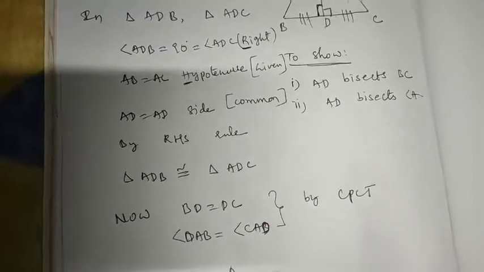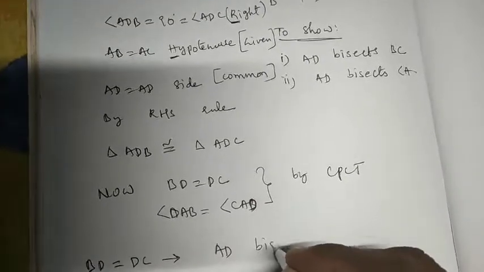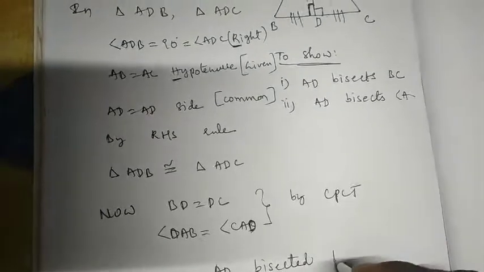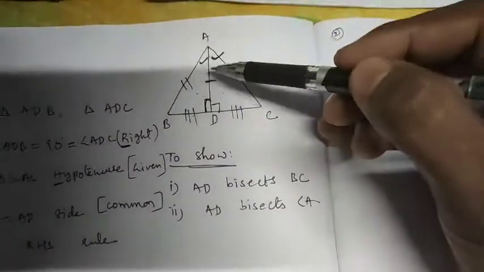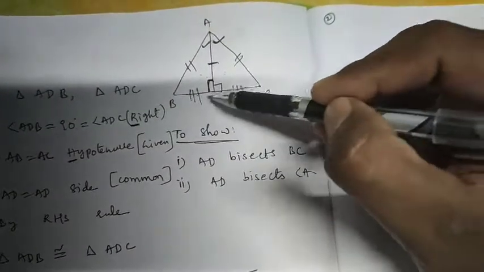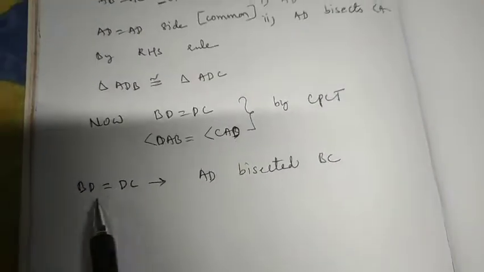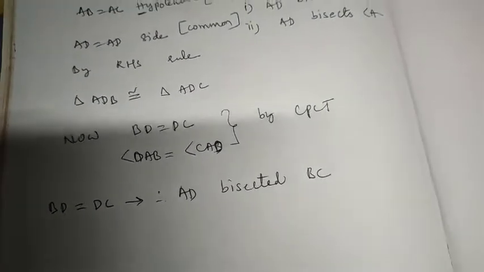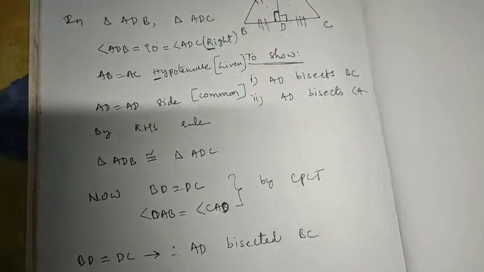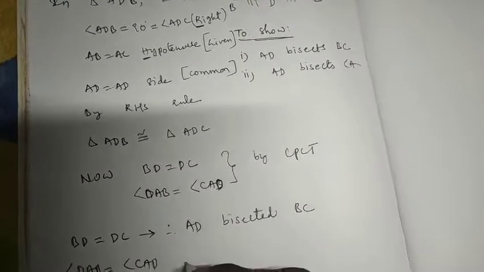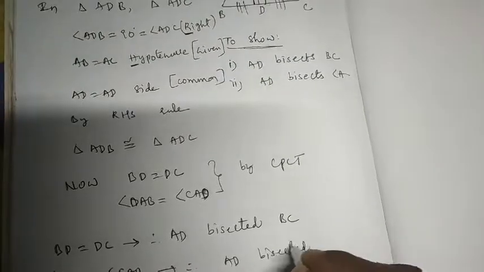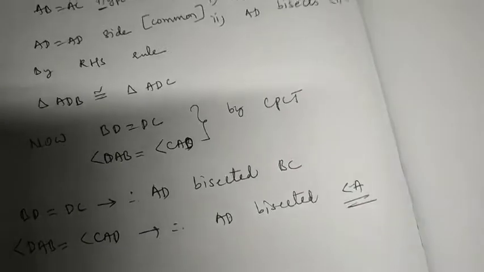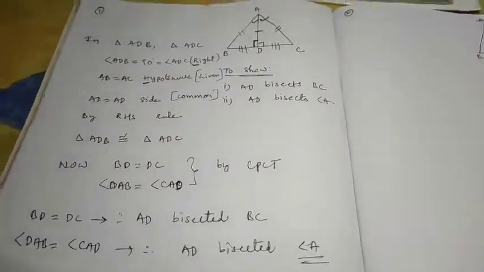By the above information, BD is equal to DC, I have written. So this tells us AD bisected BC. That means after drawing AD, BC has been divided into two equal parts. That is the meaning. So BD is equal to DC we have written. Simple. So from this information we can decide AD bisected BC. Okay. Next, angle DAB is equal to angle CAD. So from this I can say AD also bisected angle A. So angle A is also divided into two equal parts.